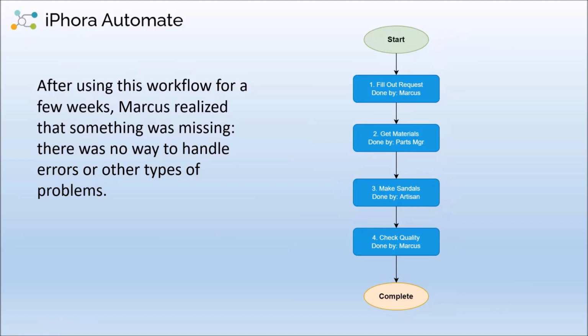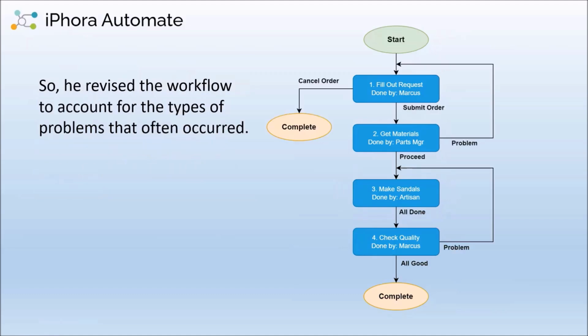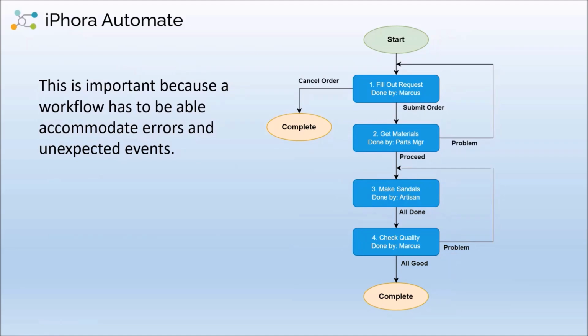After using this workflow for a few weeks, Marcus realized that something was missing. There was no way to handle errors or other types of problems. So he revised the workflow to account for the types of problems that often occurred. This is important because a workflow has to be able to accommodate errors and unexpected events.